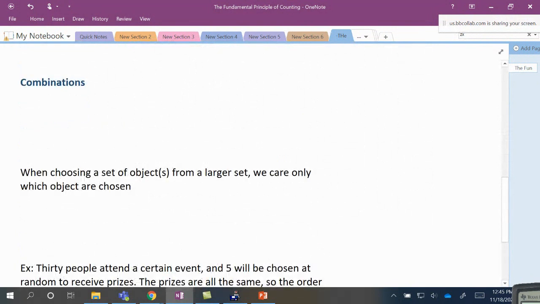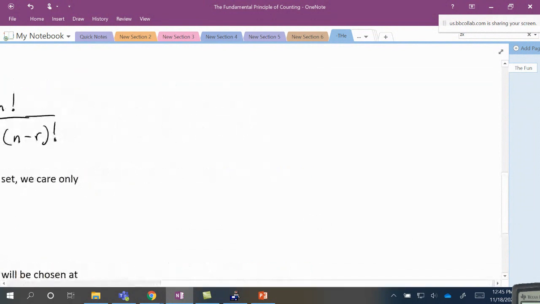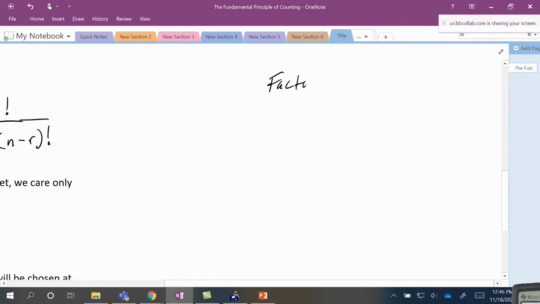Next, we'll take a look at what's called a combination. As far as a combination is concerned, here is the formula. The formula for a combination is n choose r, and that's equal to n factorial divided by r factorial times the quantity n minus r, factorial. The exclamation point that you see is what's called a factorial. And here's how factorials work.